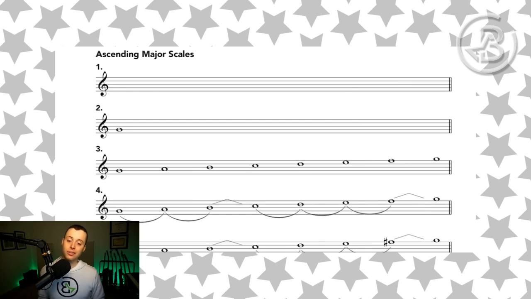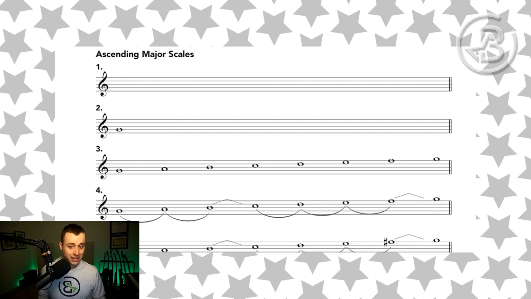In this lesson, you are going to learn how to write ascending major scales. And we're going to do this lesson in two parts. The first part, I'm just going to talk you through it and walk you through it. And in the second part, you are going to see me write the major scales out and talk through it to make sure you have a complete and full understanding of how to write major scales ascending.